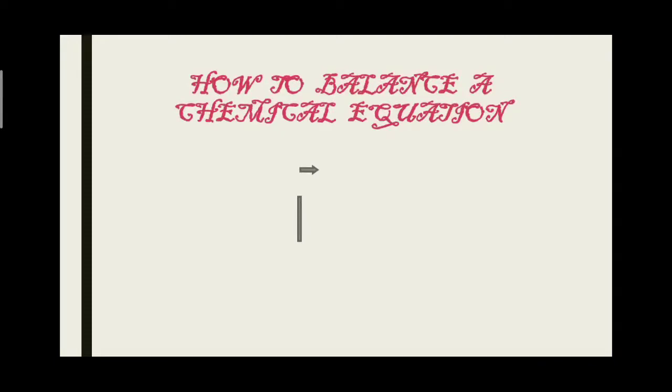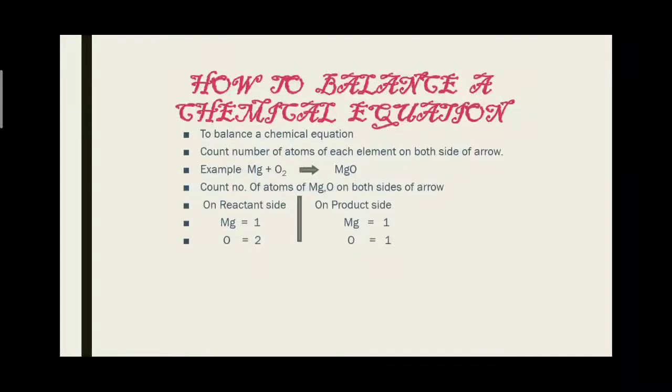So now the topic comes: how to balance a chemical equation. To balance a chemical equation, first of all, count the number of atoms of each element on both sides of the arrow. Please note the word I am saying, atoms here. Actually, these are not atoms, but these are moles. I will clear this. Let's see how.